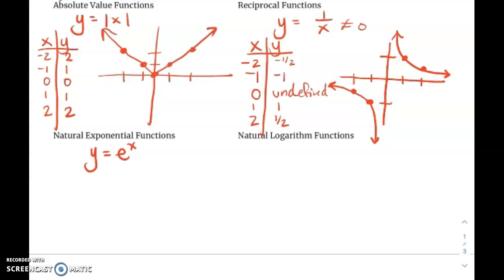And then your domain for that is negative infinity to infinity because x is in the exponent. It's not in a square root or a denominator. So that means you can plug in negatives and positives. So let's plug in -2 to +2.